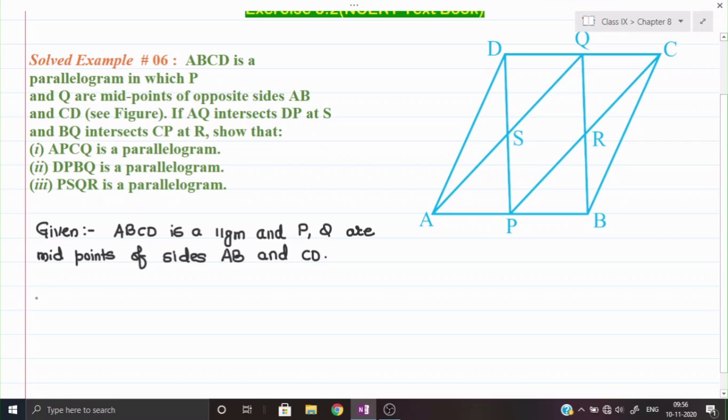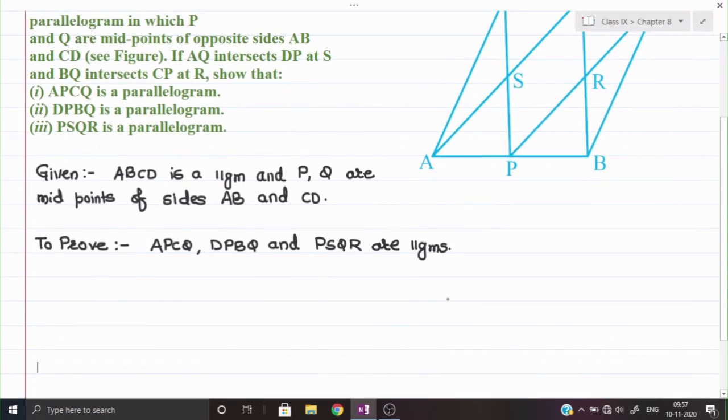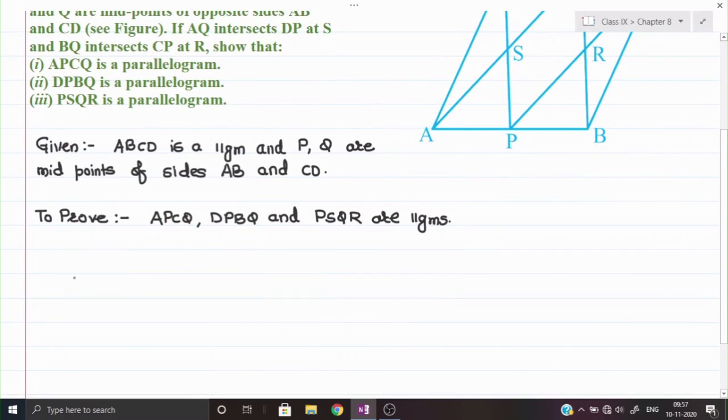To prove: now what we need to prove here, that we will mention. We need to prove APCQ, first, DPBQ, second, and PSQR. These three we need to prove as parallelograms. Now let us see how we can prove it. First of all, let us start with part number 1. APCQ we shall prove as a parallelogram. The question is simple, it is not tough.